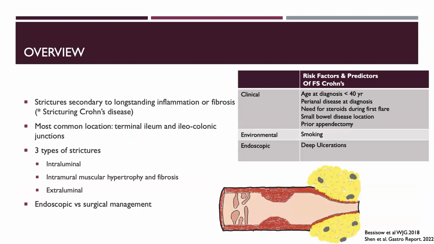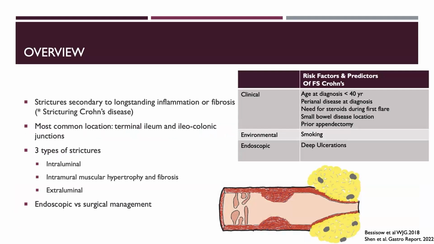And so what we're really talking about here is strictures related to longstanding inflammation or fibrosis. Honestly, we're talking about stricturing or fibrostenotic Crohn's disease. And so the most common locations for these types of strictures are in the terminal ileum or the ileocolonic junctions.